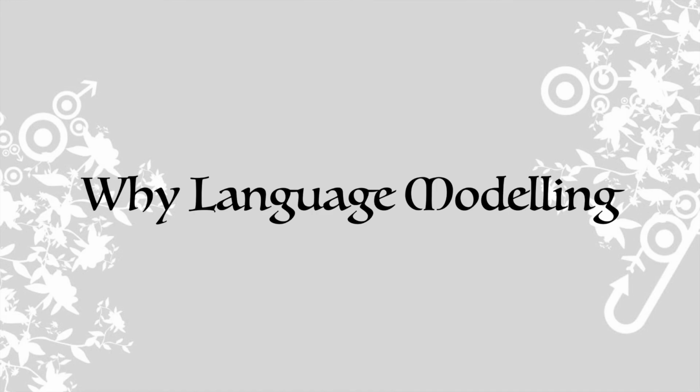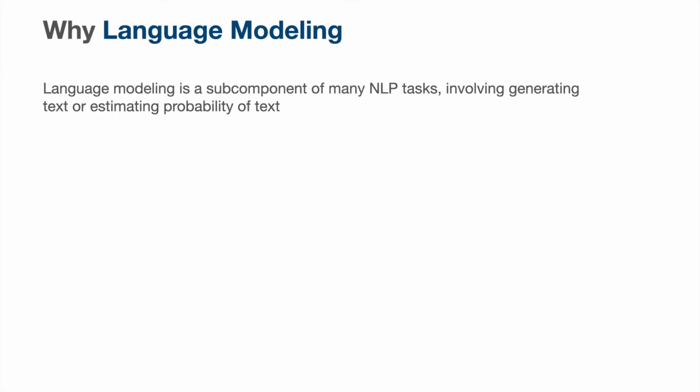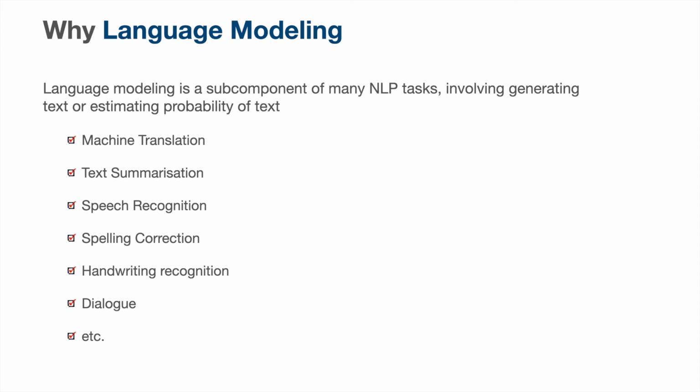Finally, why language modeling? Language modeling is a subcomponent of many NLP tasks involving generating text or estimating probability of text. Some of the applications of language modeling can be in machine translation, text summarization, speech recognition, spelling correction, etc. So language model acts as a base for all of these tasks. That's why language modeling is important.